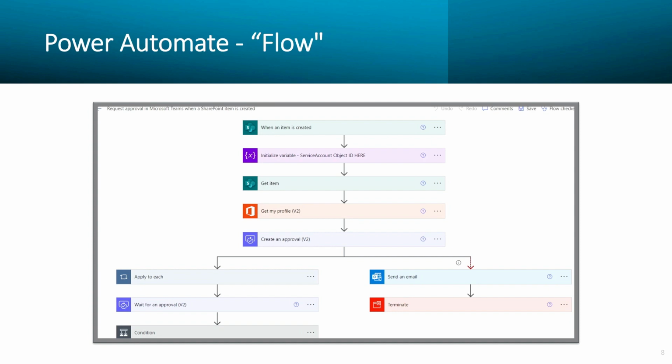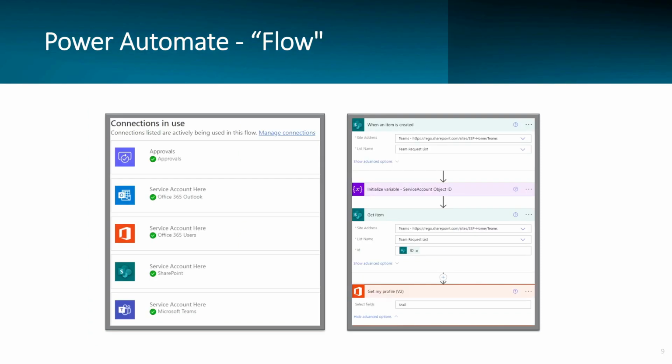But if it gets approved, the flow will loop through each item, creating a Teams request according to the details provided from the Power App. Remember, the Power App was pulled from the columns within SharePoint. This greatly streamlines approval processes and increases efficiency in your workspace. In this example, you can see the connections in use for this flow.